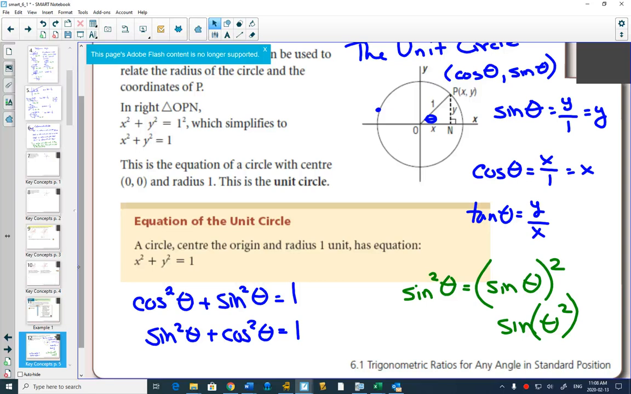over x, because that's opposite over adjacent, and we just figured out that y was equal to sine and x was equal to cos, then tan of theta is equal to sine of theta over cos of theta.